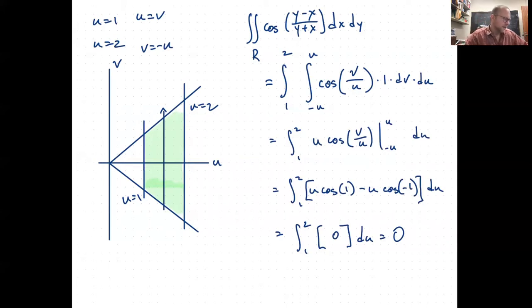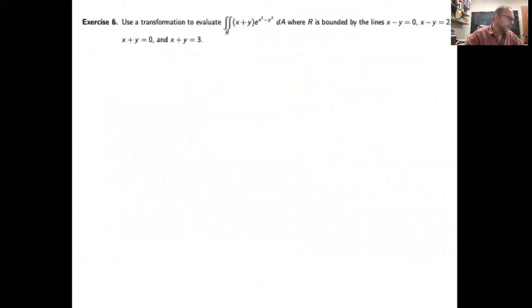Hopefully that makes some sense. And then we will race right along and tackle this number 6. Now, looking at the number 6 here, we've got this x plus y and this e to the x squared minus y squared. Looks like a terrible mess, but the x minus y and x plus y keep appearing over and over again.